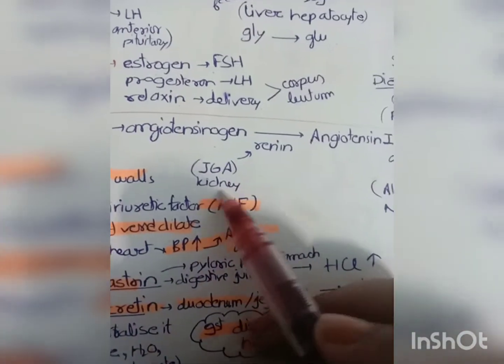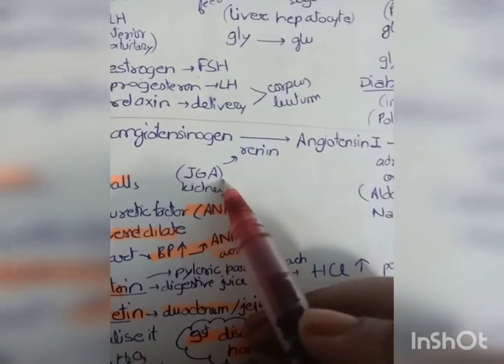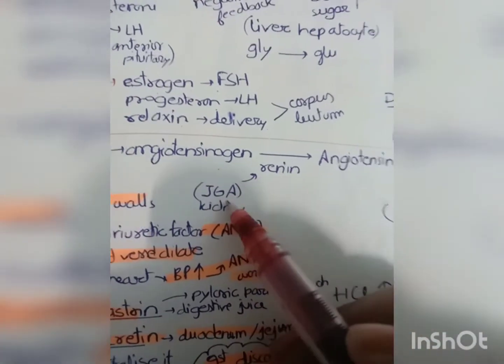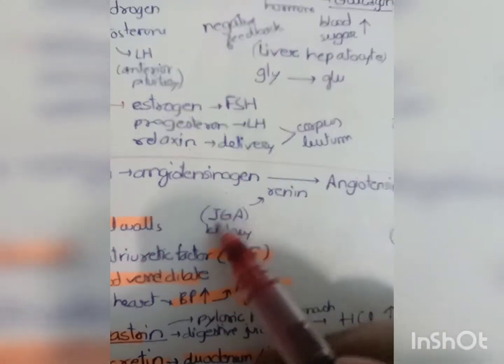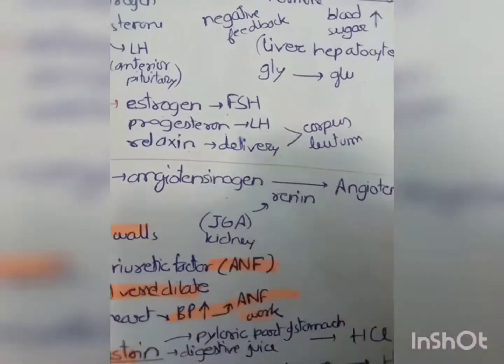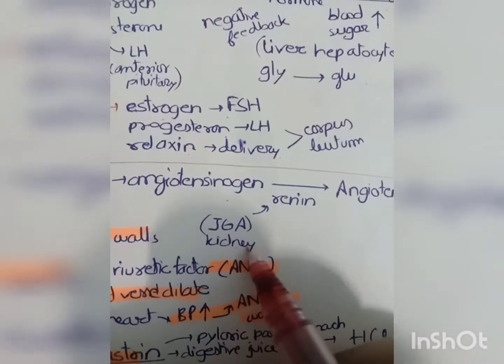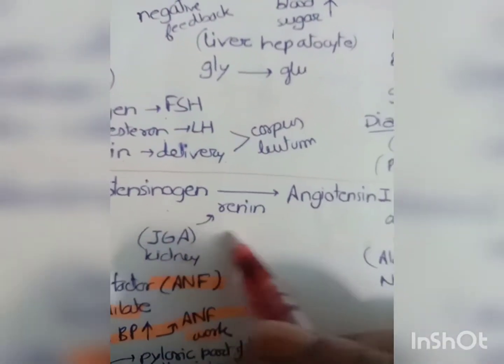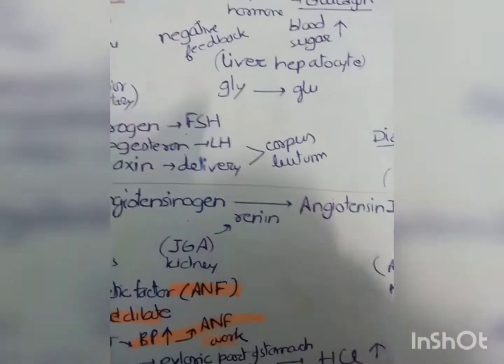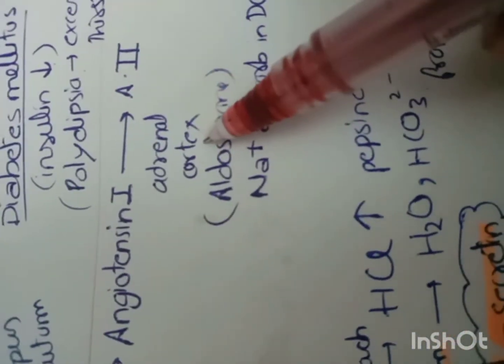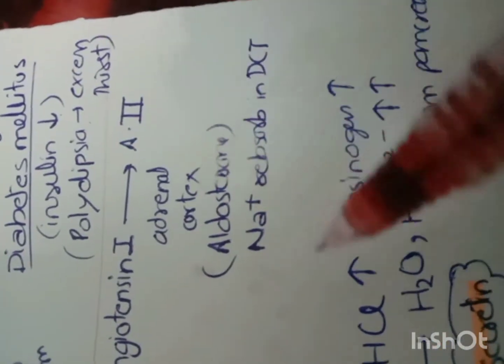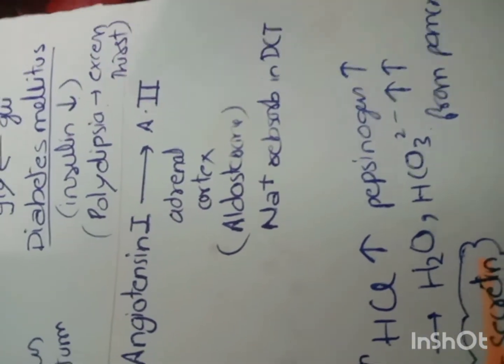Now, the kidney has the juxtaglomerular apparatus. This part of the kidney secretes renin. We will study it in detail in the urine formation part of our kidney. The renin helps to convert angiotensinogen to angiotensin 1. Now, the adrenal cortex, we studied that it secretes aldosterone. The aldosterone helps in conversion of angiotensin 1 to angiotensin 2.